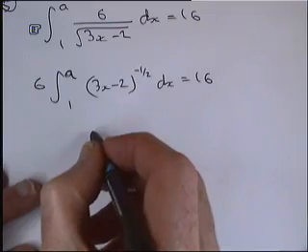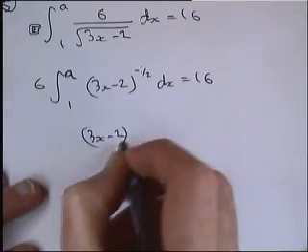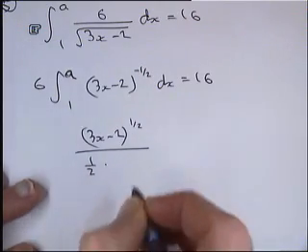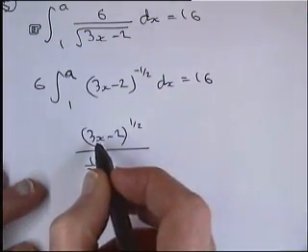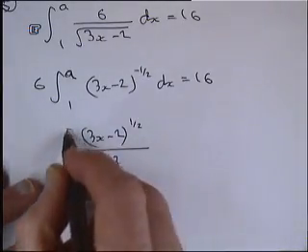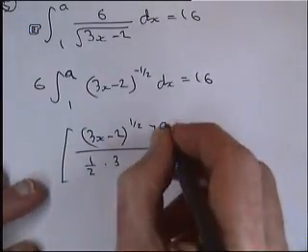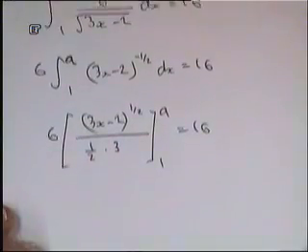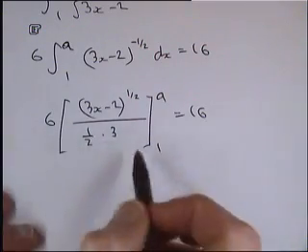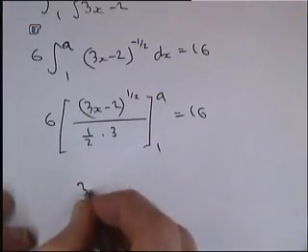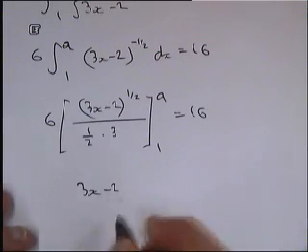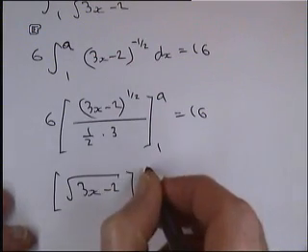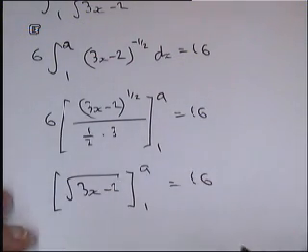So if I do the integration, I have my bracket. I have to add 1 to the power on the bracket, divide by that new power, and divide by the derivative of the bracket, which is 3. So if I do my integration between my limits of 1 and a, I've got my 6 there and my 16 over here. Now I can move some things around. I will keep this 3x minus 2 to the power of a half, which means square rooting, inside the rectangular brackets with the limits, and keep my 16 over here.